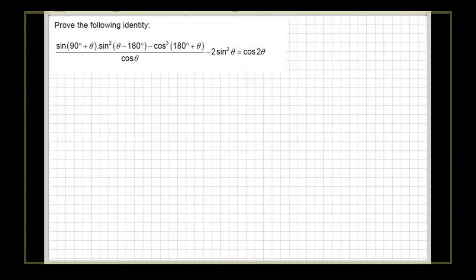Prove the following identity: sine of (90 plus theta) times sin squared (theta minus 180), minus cos cubed (180 plus theta), all over cos theta, minus 2 sin squared theta, equals cos 2 theta. That's a mouthful. Please do not let a sum like this freak you out. It's really not necessary.